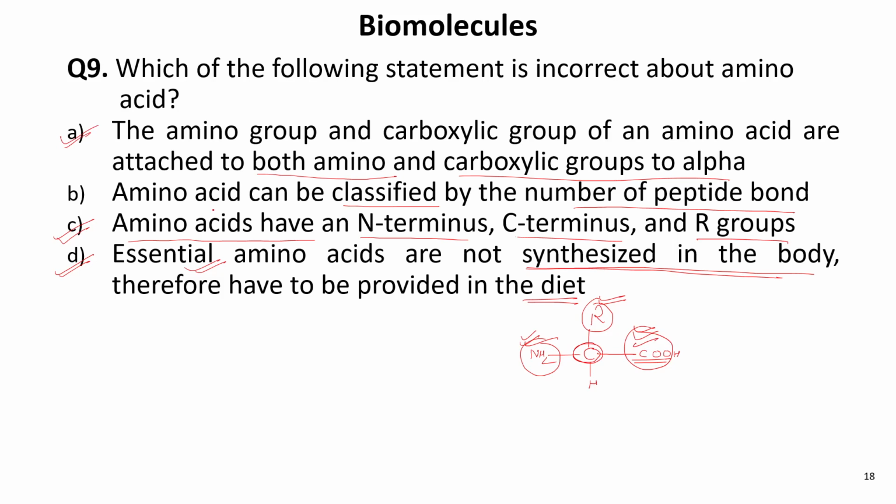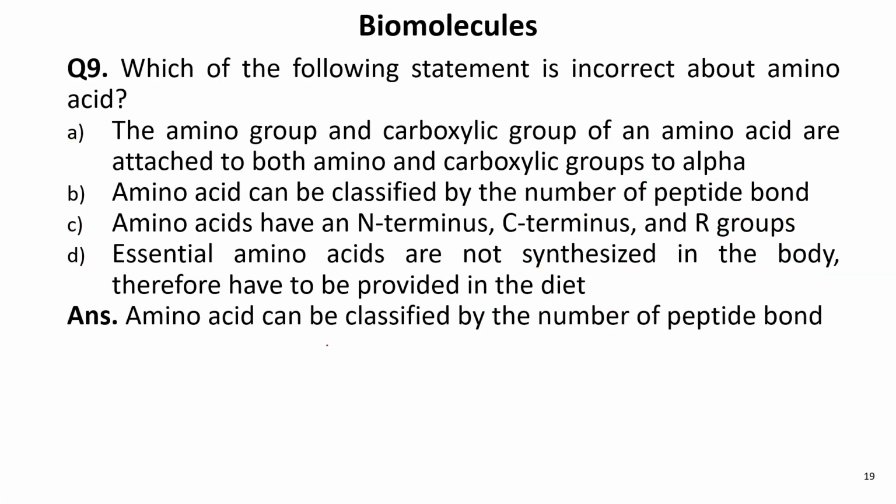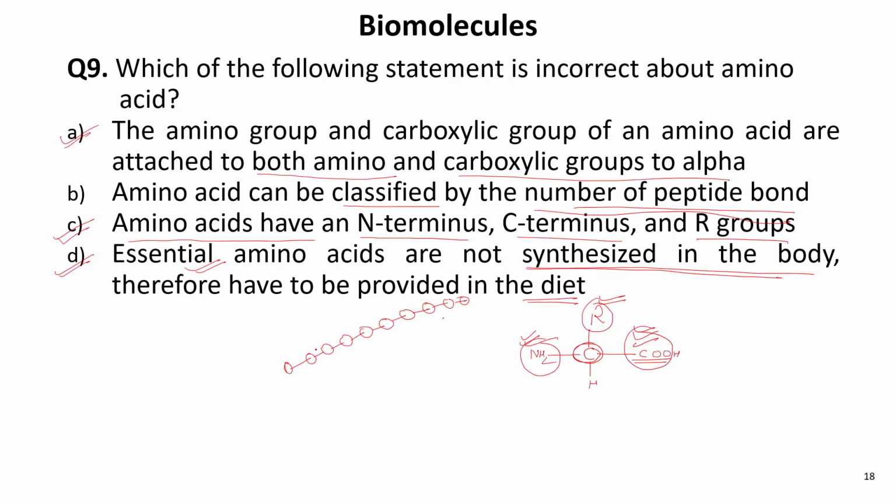Now the B statement. Amino acids can be classified by the number of peptide bonds. So suppose there are 10 amino acids. This is 1, this is 2, this is 3, this is 4, this is 5, this is 6, this is 7, this is 8, 9 and 10. And these amino acids are attached with peptide bonds. So there are 9 peptide bonds. So the peptide bond is not utilized for the classification of amino acids.